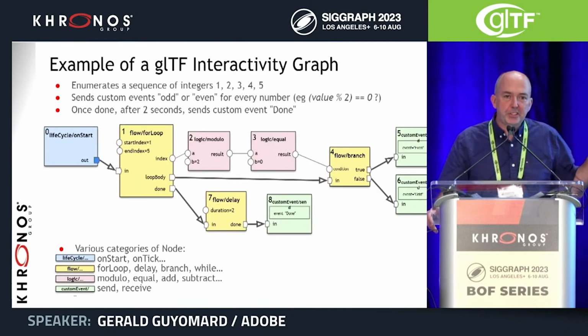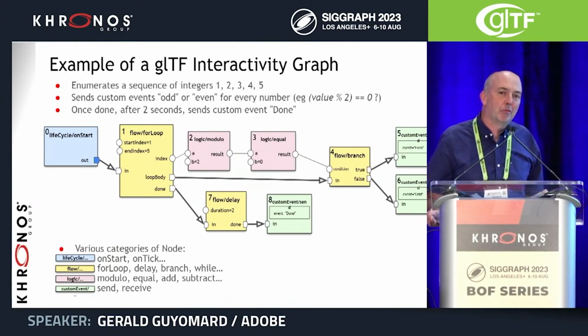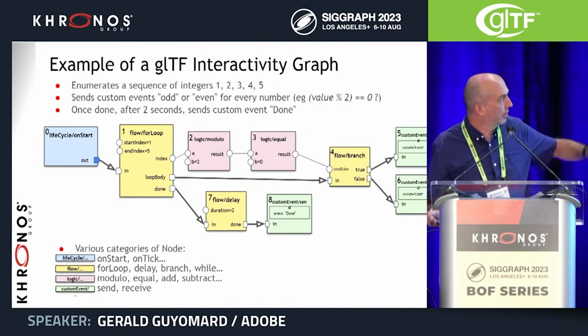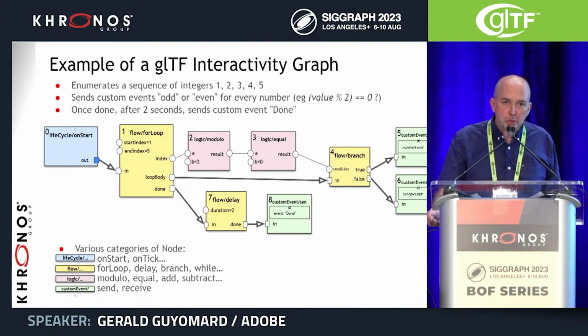So that's the only technical slide. Don't be afraid. It's just to give you a very concrete example of what visual programming is. This example is all about enumerating some numbers between 1 to 5. So 1, 2, 3, 4, 5.